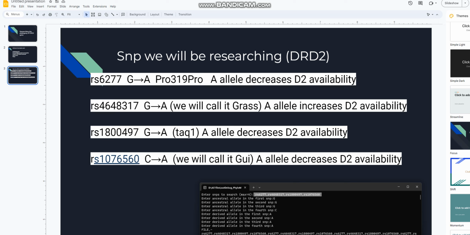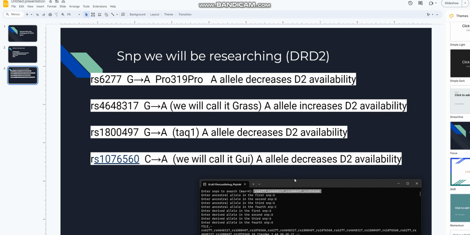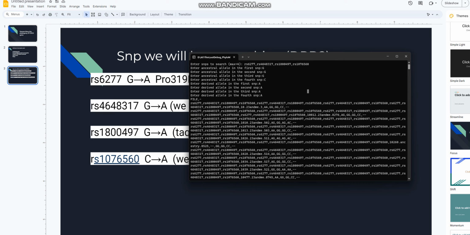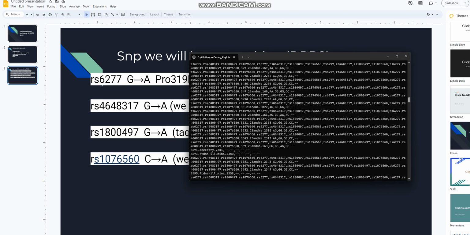The A allele in GUI is typically associated with an increased risk of alcoholism, and the A allele in grass, let's remember it, is typically associated with an increased risk of schizophrenia. Now, what's interesting is that just observing this, you will see that in every variation aside from grass, the derived allele typically decreases the availability of dopamine D2 receptor sites. The only exception to this is grass. So we can see here all of the data that was collected by my phylogeny maker. A lot of data.